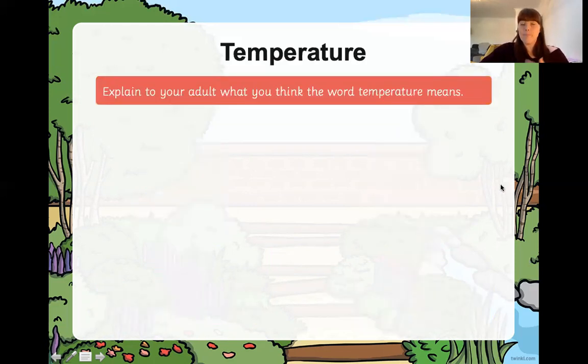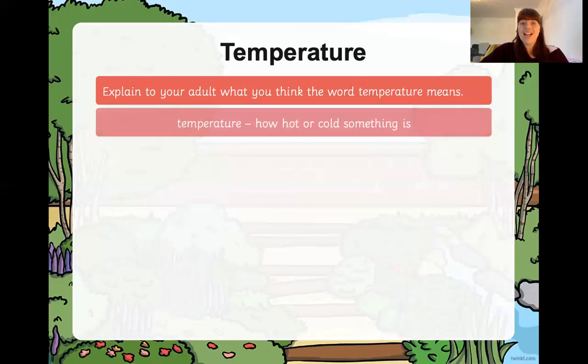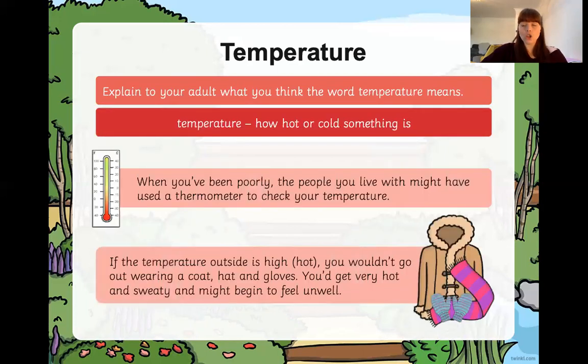Finally, plants need temperature. So pause the video and explain to your grown-up what you think the word temperature means. Temperature means how hot or cold something is. So when you're poorly, you might have a thermometer to check your temperature. And if the temperature outside is hot, you wouldn't go outside wearing a coat. You'd get really hot and really sweaty, and it wouldn't make you feel very nice.